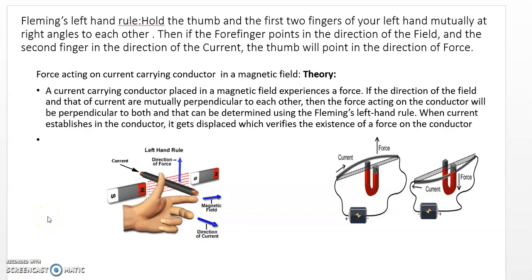Students, come to the next topic. You can refer to the textbook page number 54. First, we'll study the force acting on a current carrying conductor in a magnetic field.